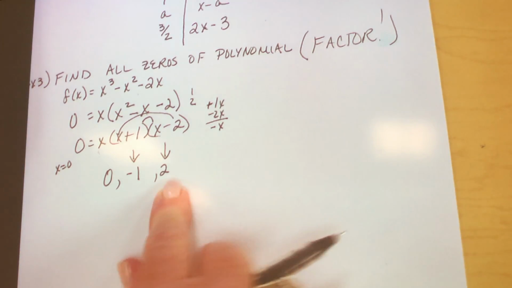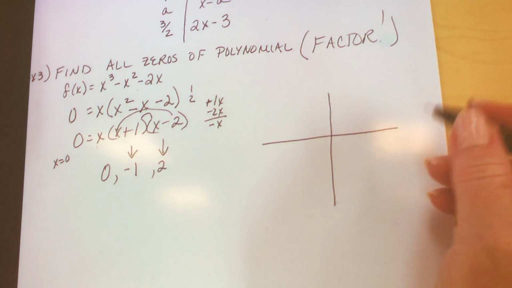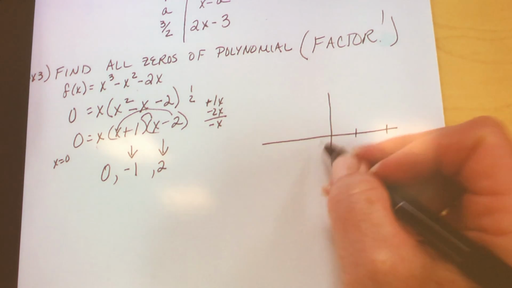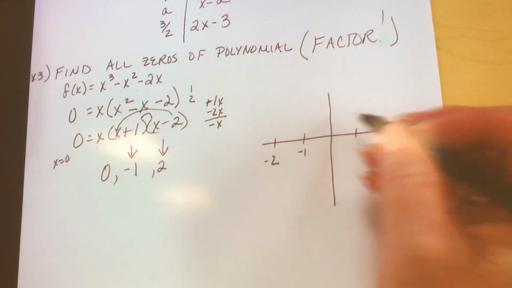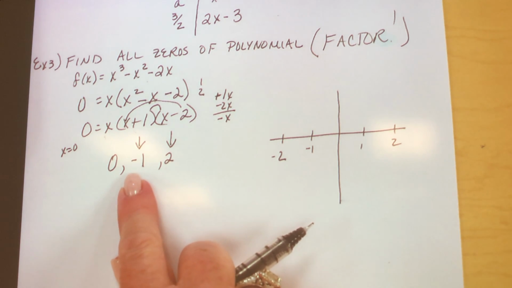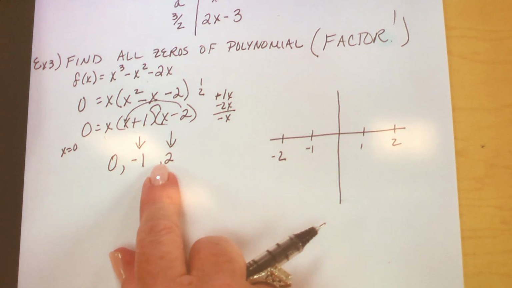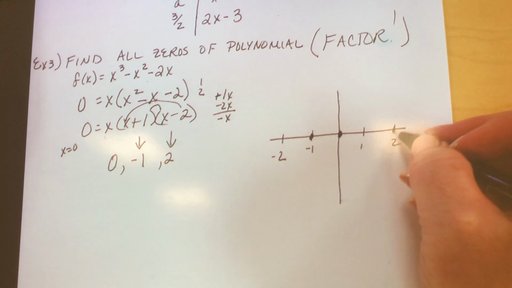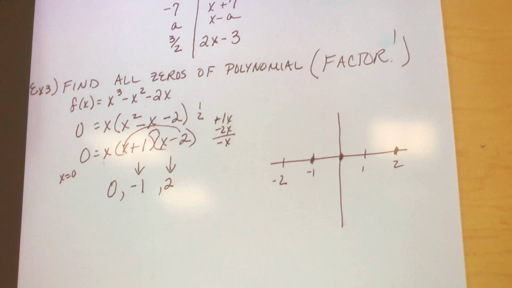Okay? Now watch this. I'm going to graph this guy. No calculator, people, right now. All right? So he has zeros. That means my graph crosses the x-axis at negative 1, 0, and 2. Does everybody agree with that? Negative 1, 0, and 2. Okay? Let's talk about this function.